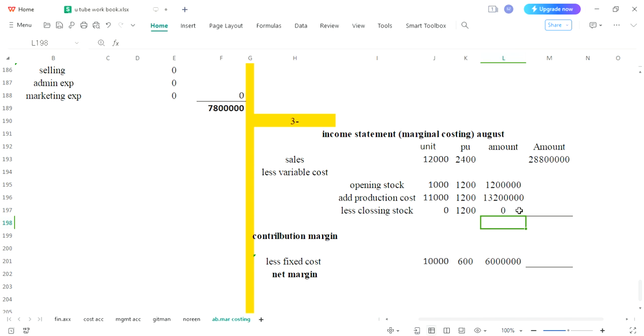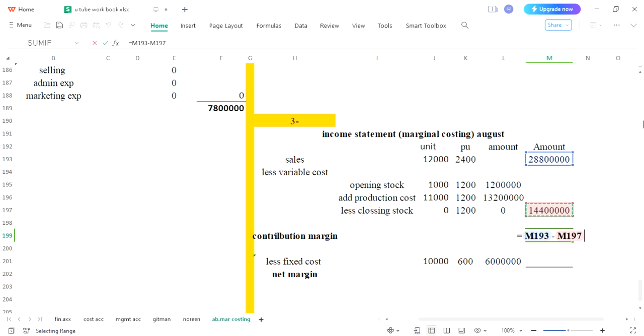Costs are completed. It's time to calculate total variable cost. How? We will follow these signs behind every element. Opening stock, and then we will add production cost 132,000. Then we will subtract closing stock, which is actually 0. So we have our total variable cost, which is over here. Okay, now we can calculate our contribution margin, which is the difference between sales and variable cost. So amount of sale is 2880. You need to subtract variable cost 1440. So we have got our contribution margin.